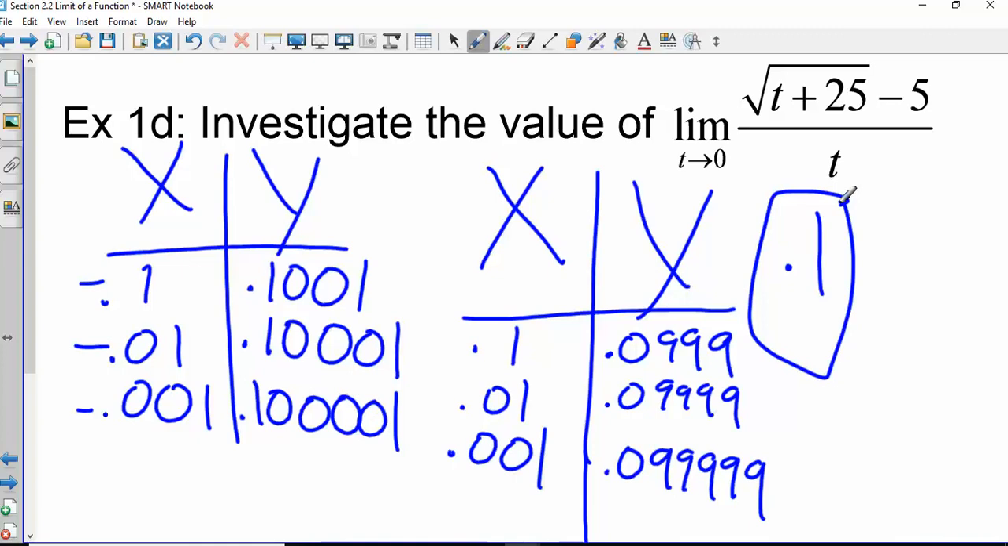So we should have a pretty good idea of what a limit is. Again, these are telling us that when our t is close to 0, the function is close to 0.1. Now, does that mean that if t equals 0, the function equals 0.1? No. This function is not defined at 0, so this is a very important point. It is not telling us what happens at 0, just when we get close to 0.